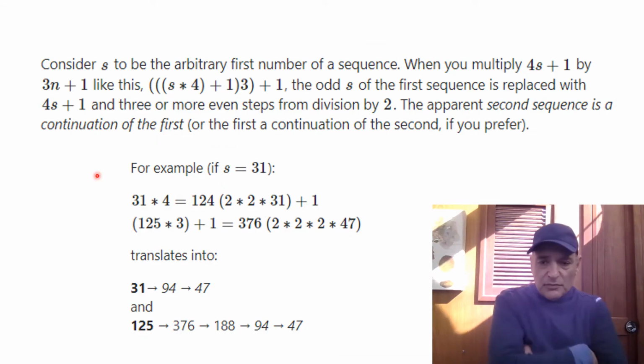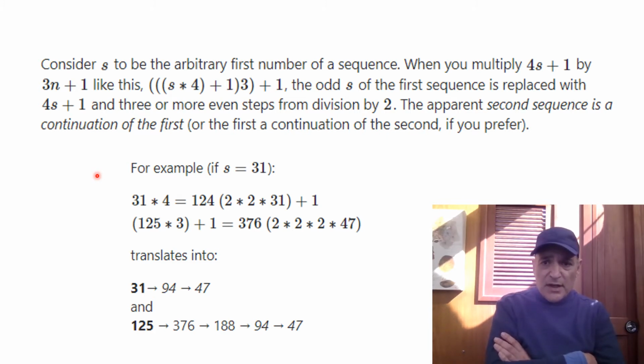Now, here we're going to switch to sequences, and the first number of a sequence is arbitrary in my opinion. Whatever you pick has a preceding number. It doesn't matter what it is. But for our purposes, we're going to use the conventional approach of considering S to be the first number of a sequence, whatever S is.